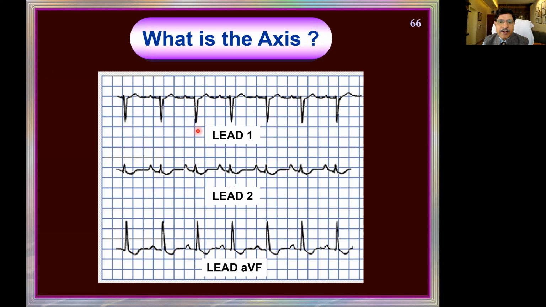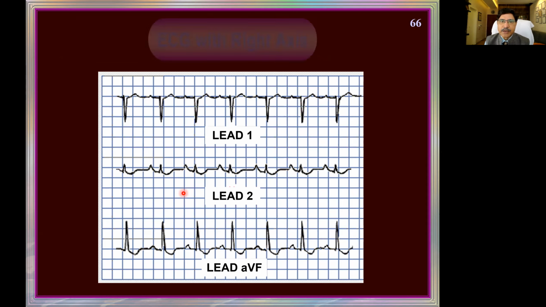Here L1 and AVF, or L1 and L3, the waves are meeting each other. They meet each other. This is what is called the right meet criteria.